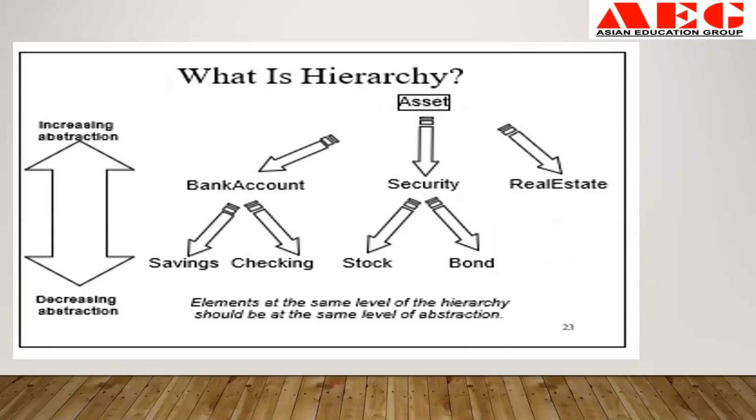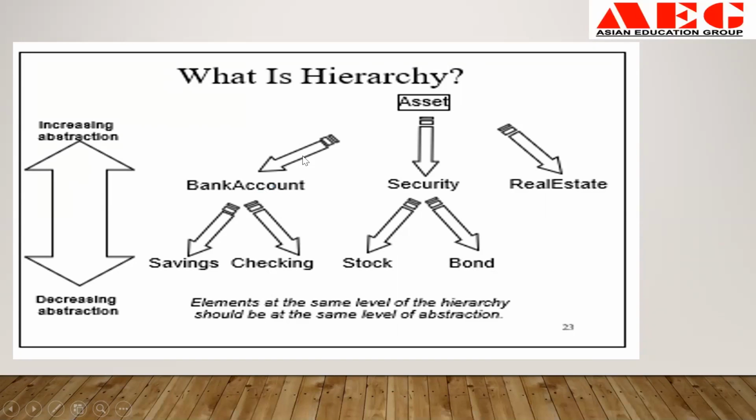What is hierarchy? Hierarchy means a level-wise display of different categories of objects or classes. As the double-headed arrow shows increasing abstraction, if we go in the upward direction, it will increase the abstraction, and when we go in the downward direction, it will decrease the abstraction. So if we talk about an asset, assets of anybody can have bank accounts, securities, real estate, and so on. Further, the bank account can be savings or checking, and security can be stock or bond, and so on.